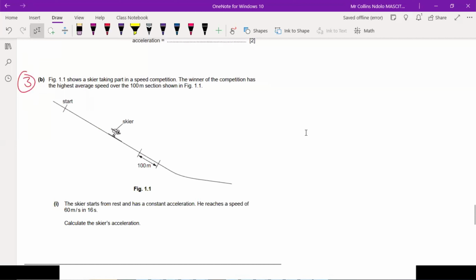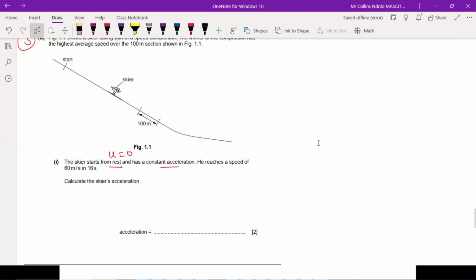This figure shows a skier taking part in a speed competition. The winner of the competition has the highest average speed over the 100-meter section that is shown on the diagram. The skier starts from rest. Wonderful, this tells us that U is 0. The moment you see that, he has a constant acceleration. He reaches a speed of 60 meters per second in 16 seconds. So calculate the acceleration.